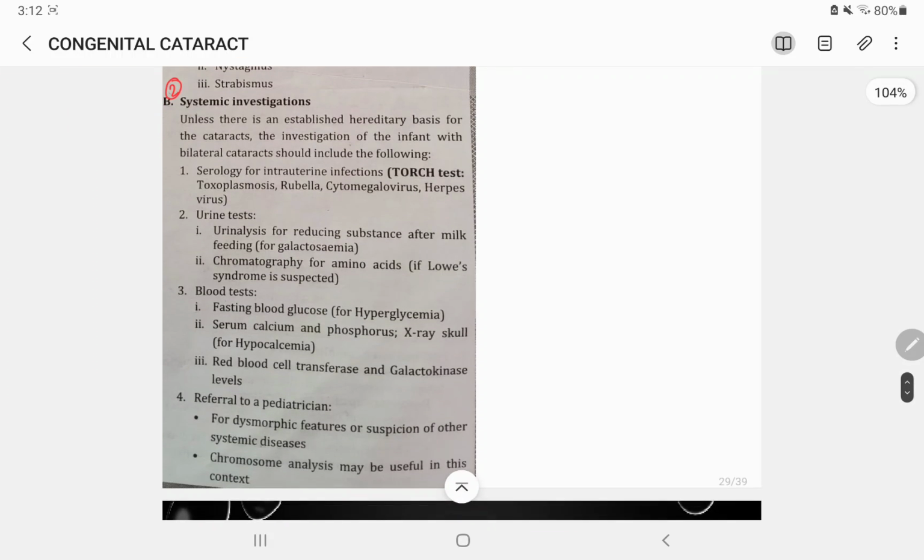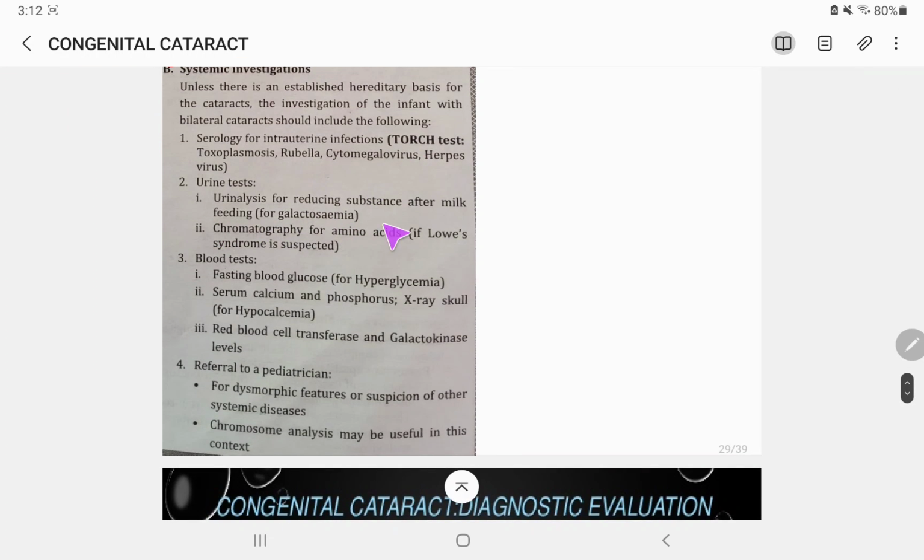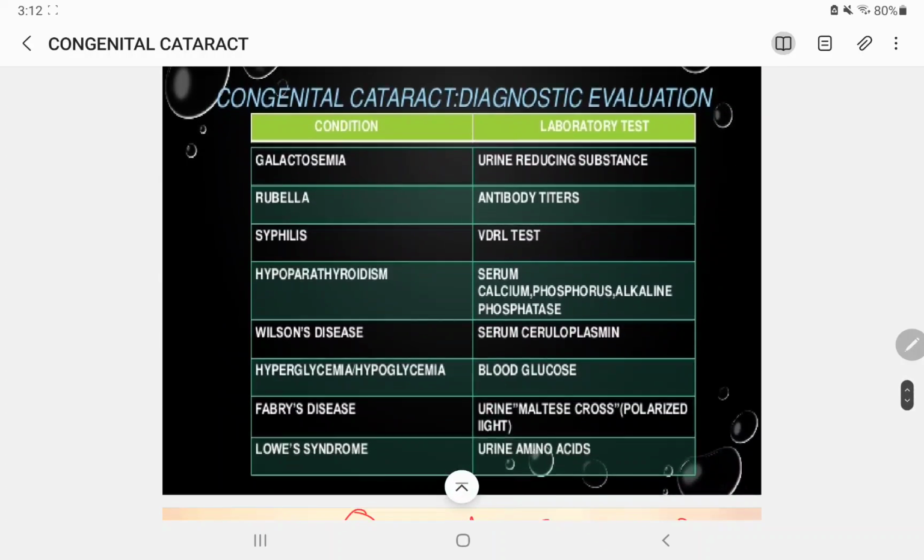So in the systemic management, we have to do the TORCH test, and urine analysis for galactosemia and Lowe syndrome. For Lowe syndrome, we have to do chromatography for amino acids, and blood tests for any kind of metabolic disorders, hyperglycemia, hypocalcemia, and then the RBC transferase level and the galactokinase level. And then we have to refer to a pediatrician.